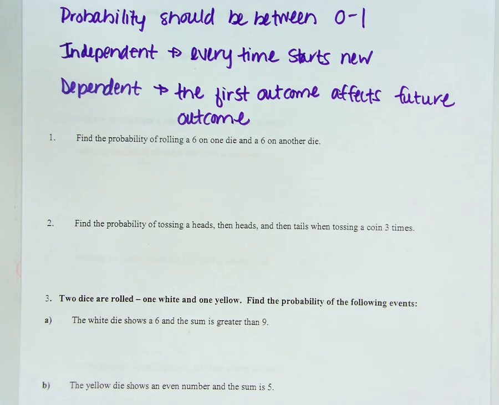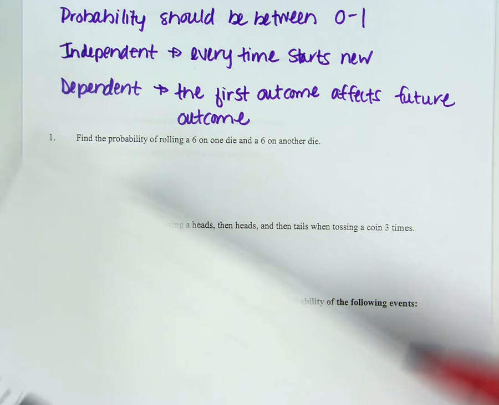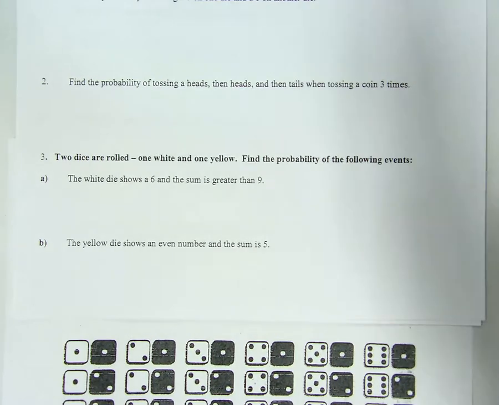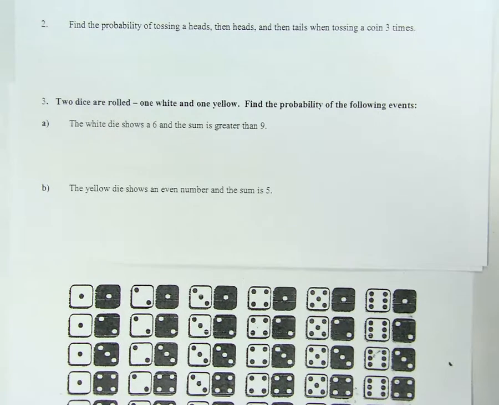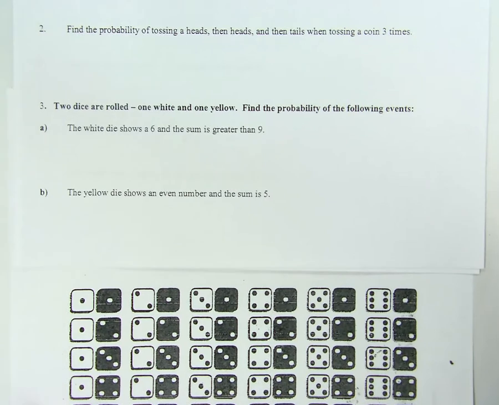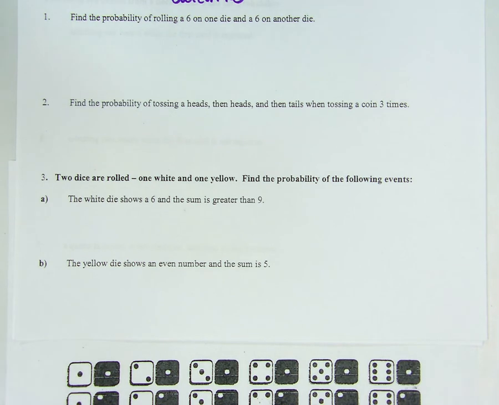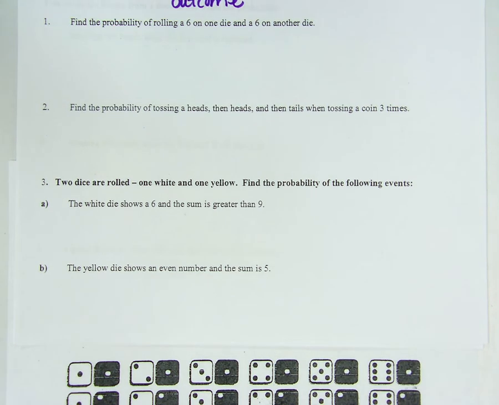The first problem says find the probability of rolling a 6 on one die and a 6 on the other. You guys are going to get a sheet just like this one here. I'm going to use this right now, and you need to make sure you hang on to this because we're going to use it throughout this whole unit. So it says find the probability of rolling a 6 on one die and a 6 on another die. You're going to take a look at all of this. This is all of the possibilities that we have on this sheet here.